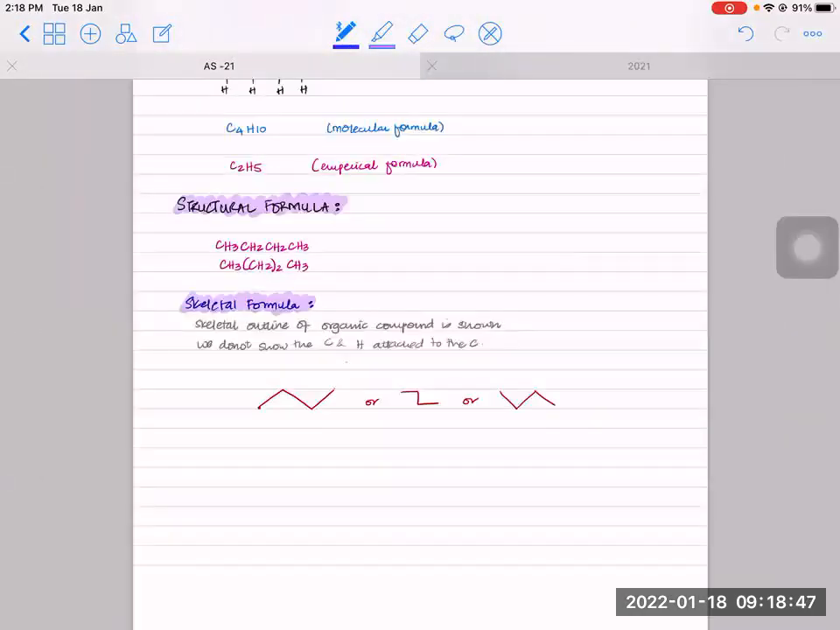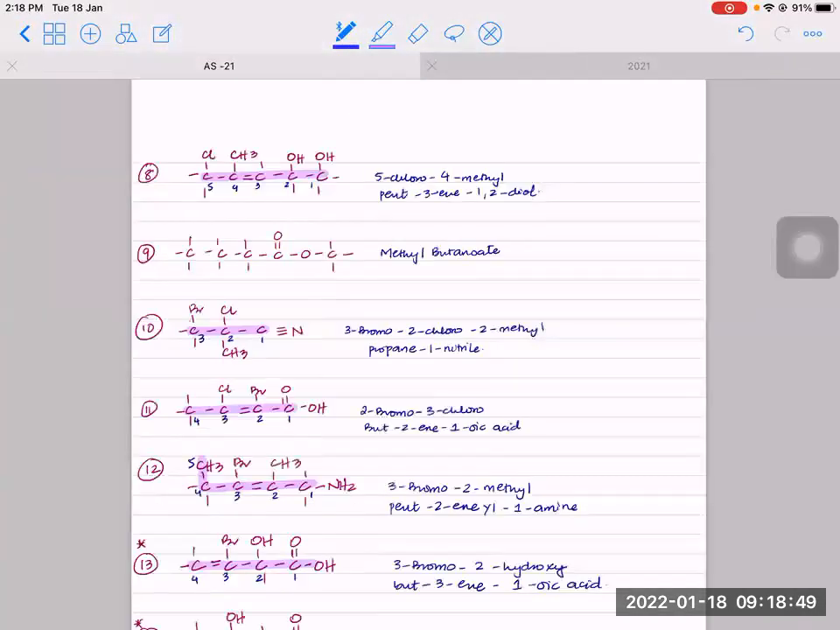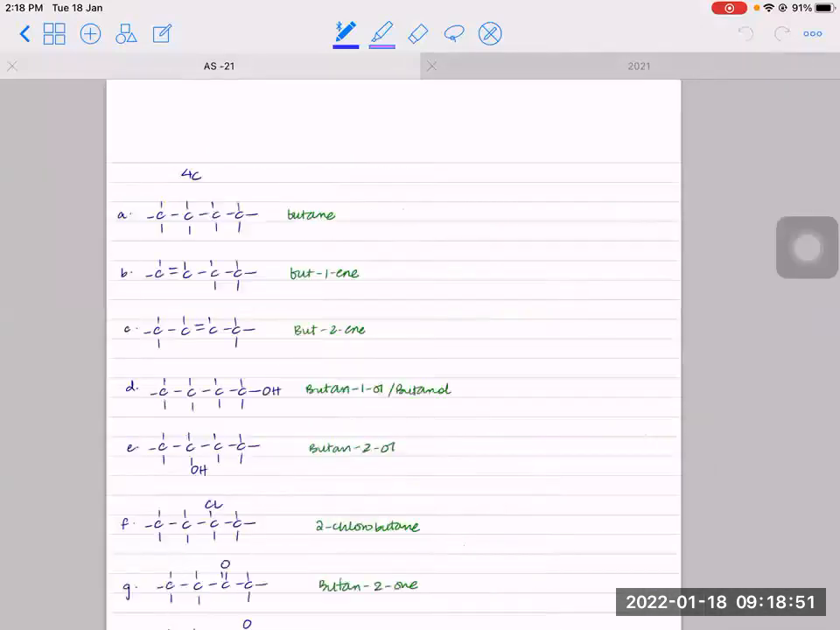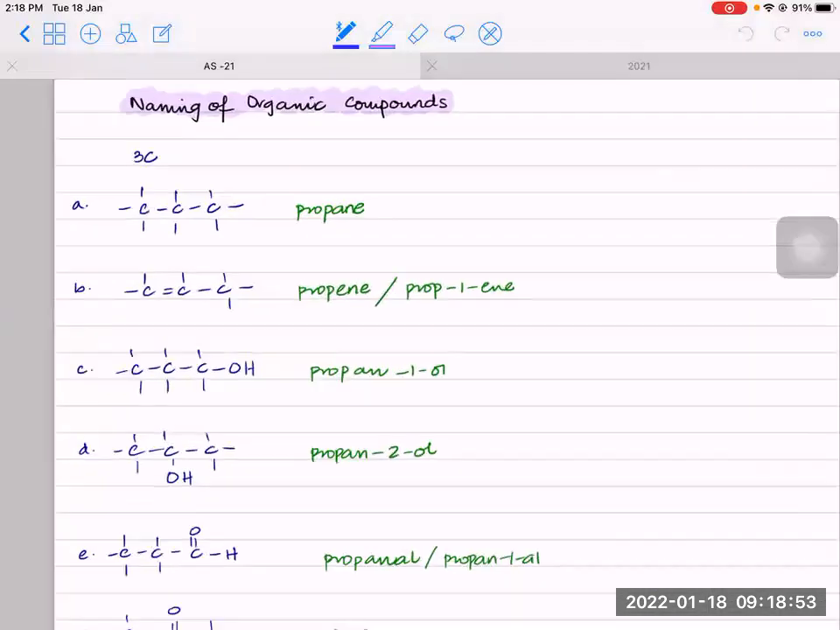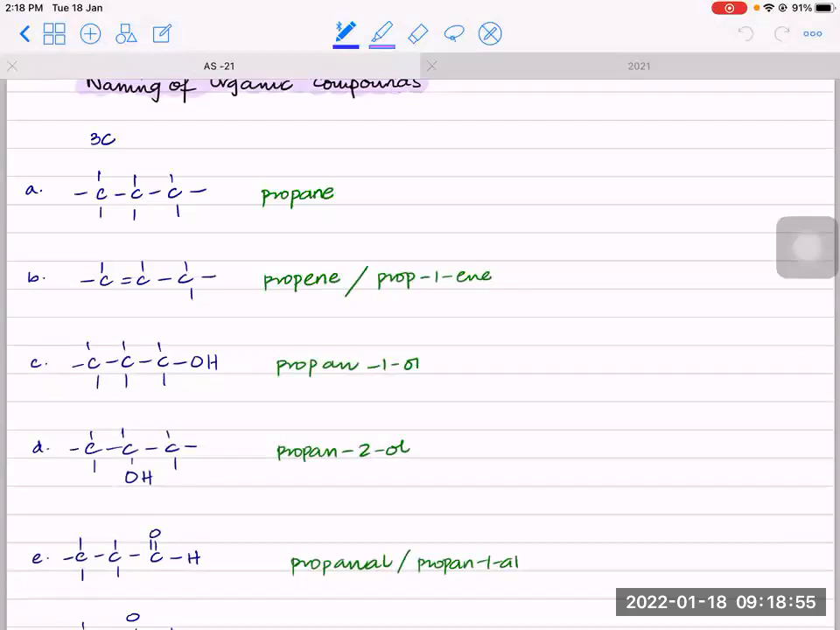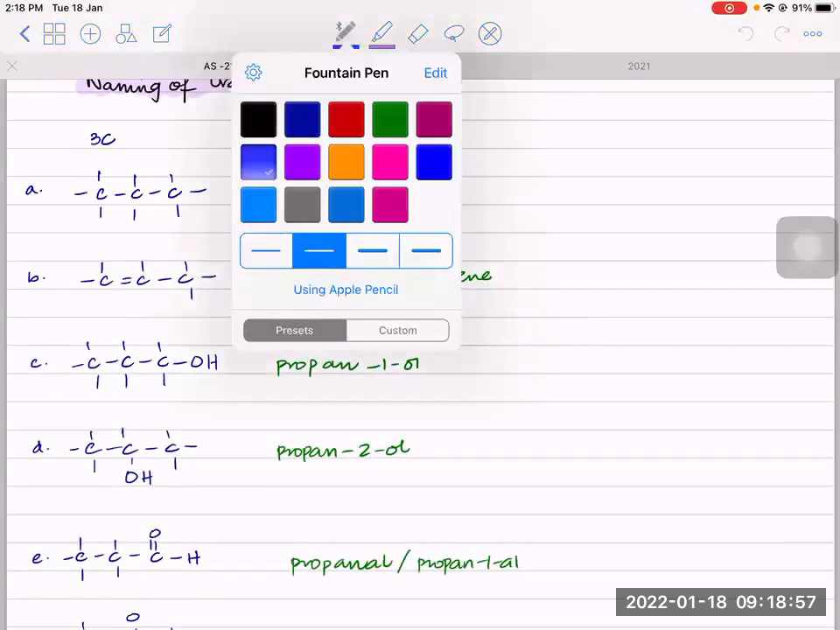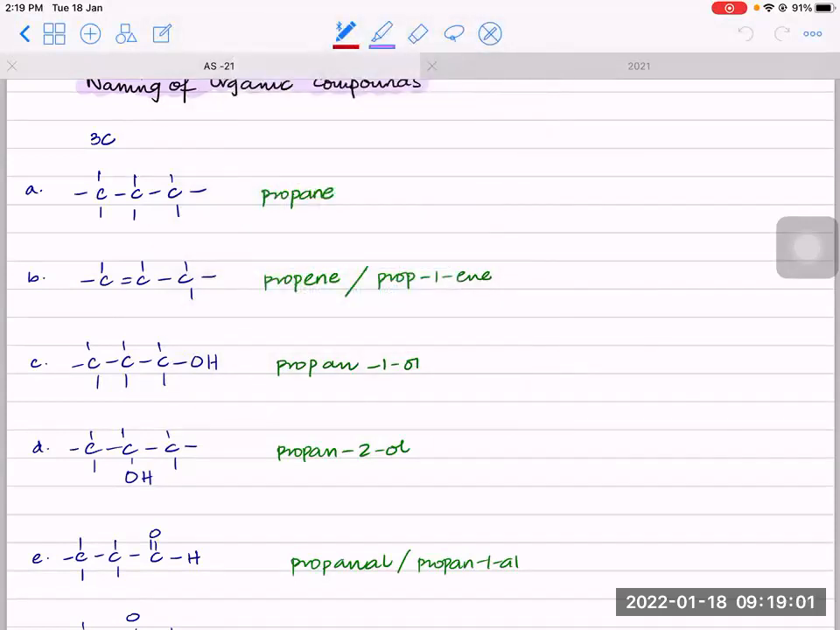Now let's practice some structural formulae, how we'll write them. We have the list of these 3 carbon compounds. Let's write the structural formula for these. So you have A, where you have a carbon with 3 hydrogens. So this will be CH3, this will be CH2, and then you have another CH3. That's how you write the structural formula.